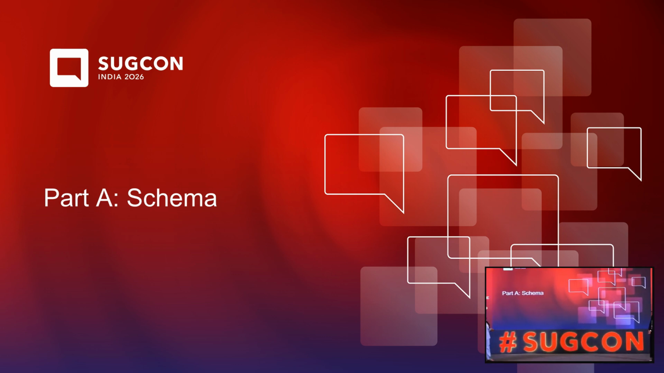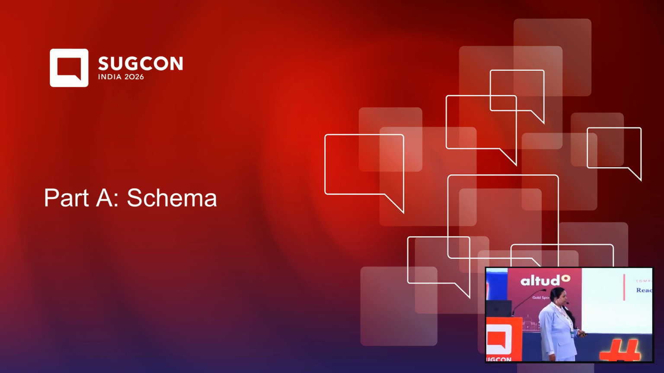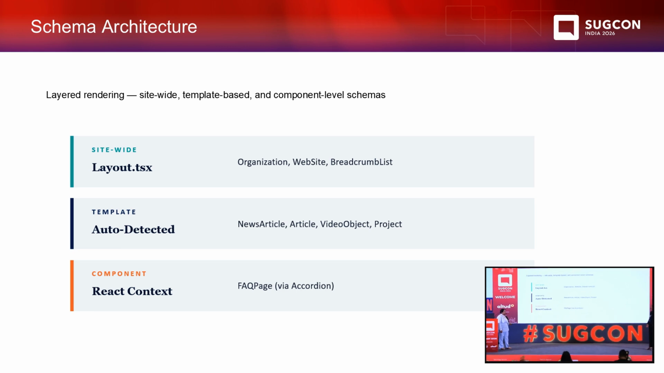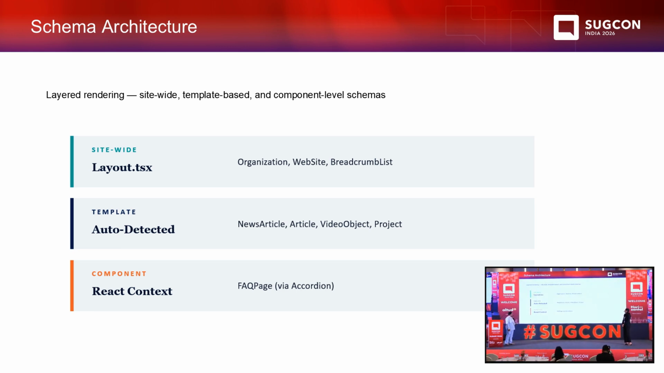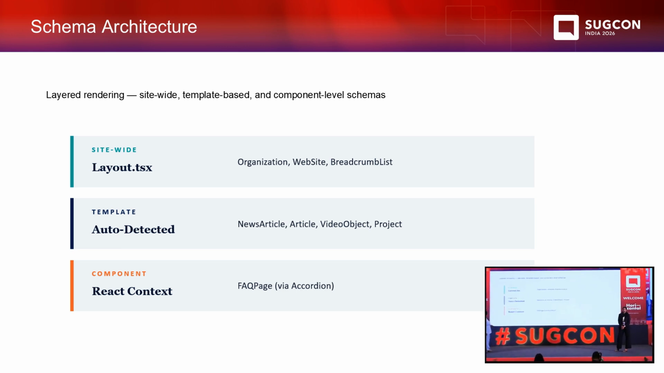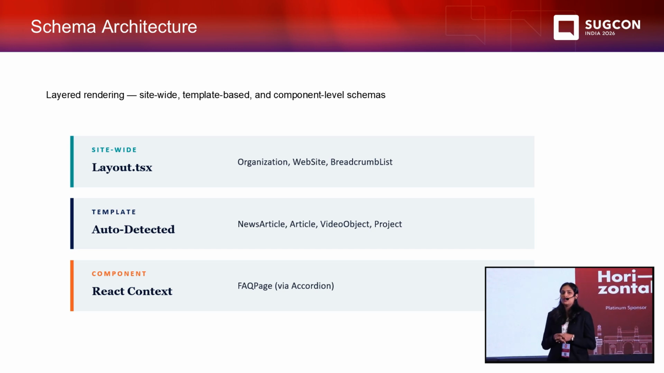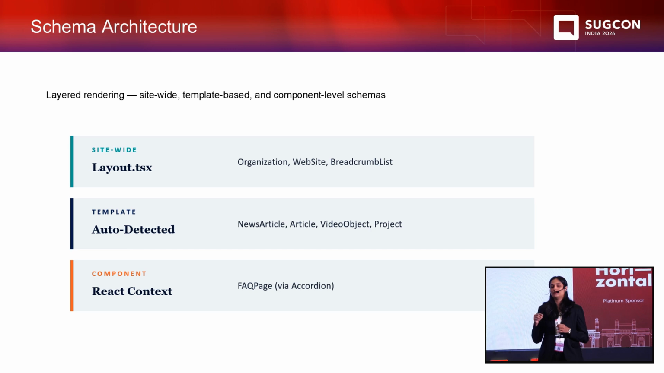Now, let's focus on schema architecture. We divided the schema architecture into 3 layers. The first one is the site-wide layout service, which covers organization, website, and breadcrumb list. These are common for all the pages over the site. So instead of adding them to each page, we can add them generically in the layout service for all the pages. Second is the template layer.